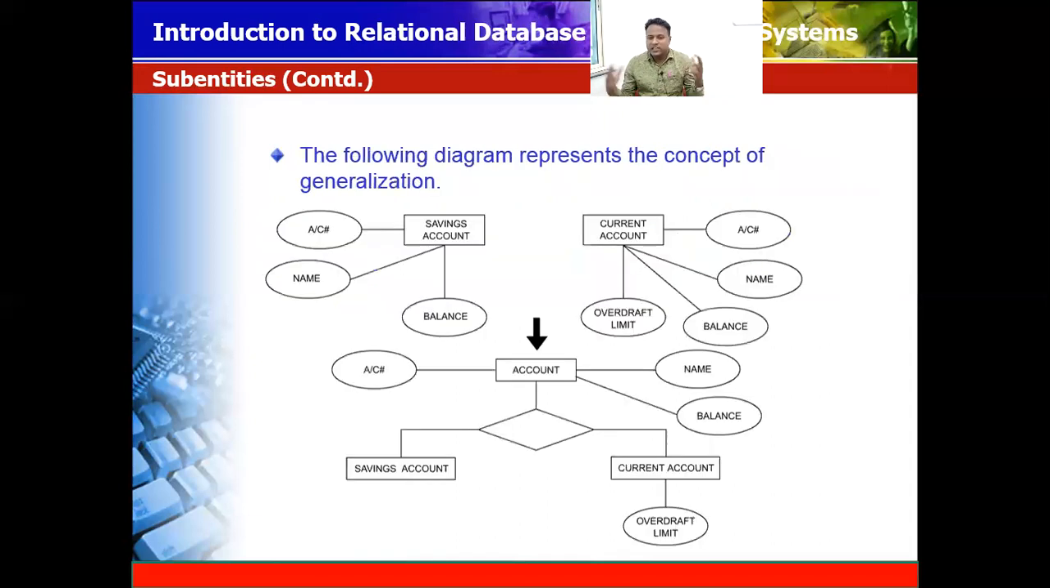Generalizing means you join two tables and you get a main table. So here saving account and current account have joined and created a new account. Okay, so account has account name, balance, current account has overdraft limit, then saving account. Clear? Yes, sir.